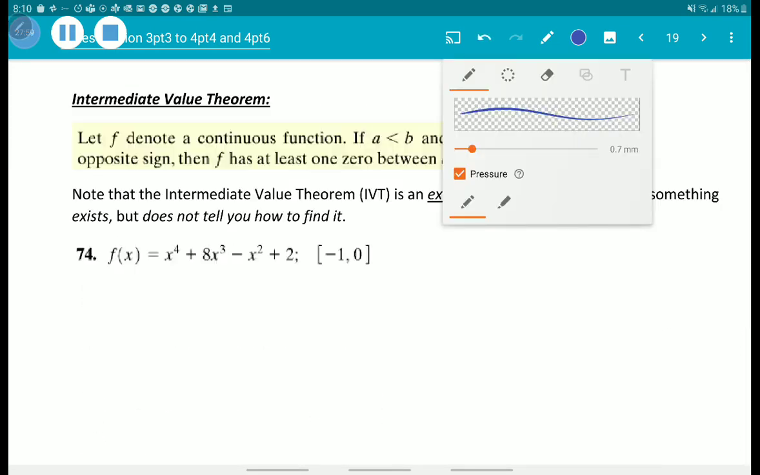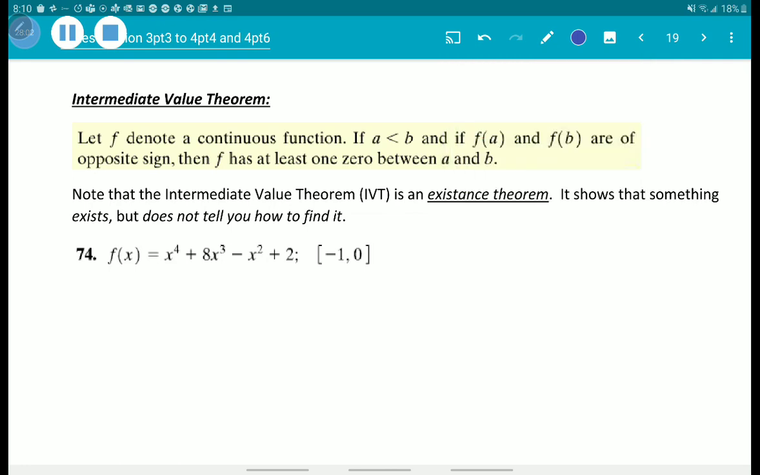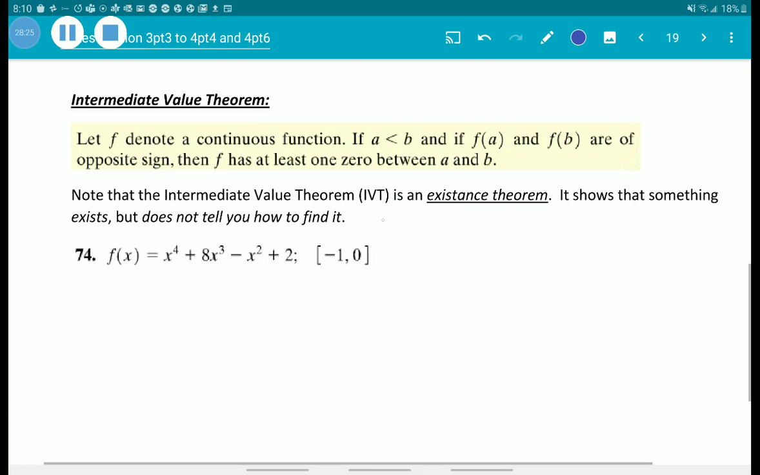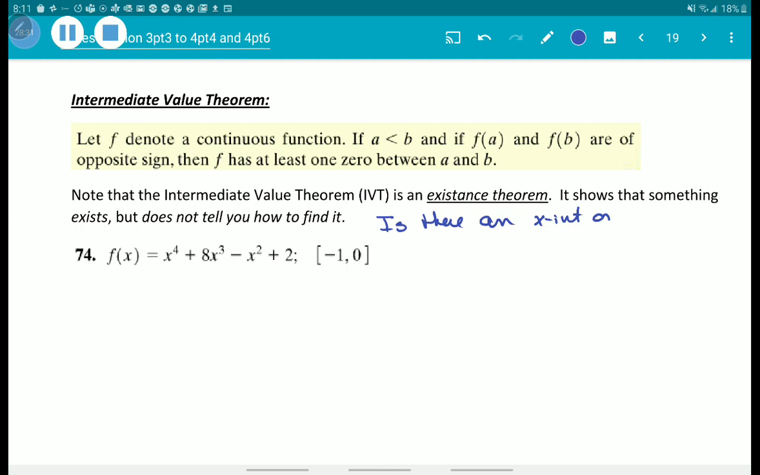The last thing in this section is the intermediate value theorem. And the intermediate value theorem is an existence theorem. So it shows you something exists but doesn't tell you how to find it. So let's look at an example. We have this function and we're looking on an interval from negative 1 to 1. We are asking the question, is there an x-intercept on that interval? That's what we're asking.